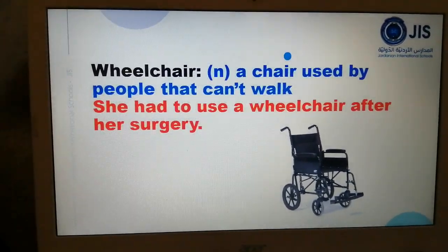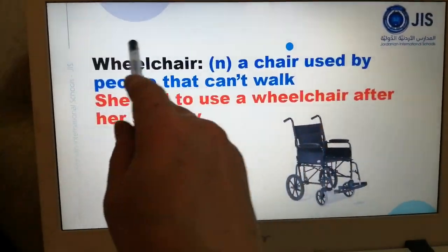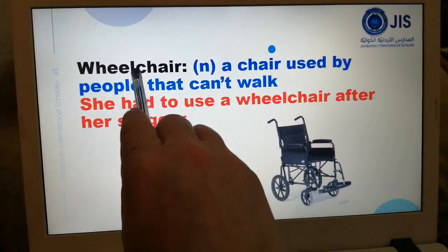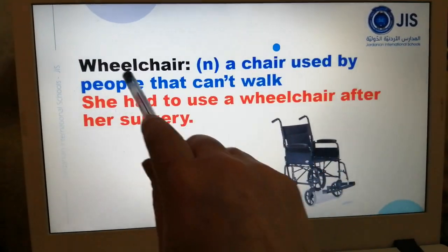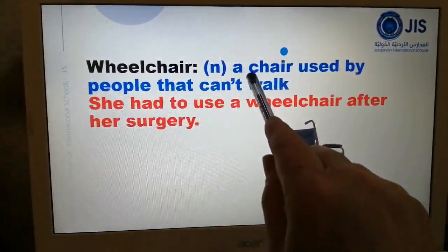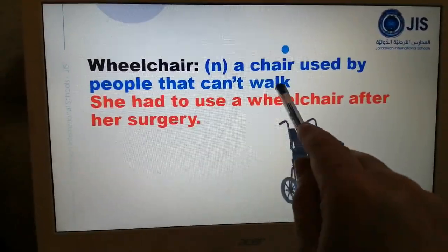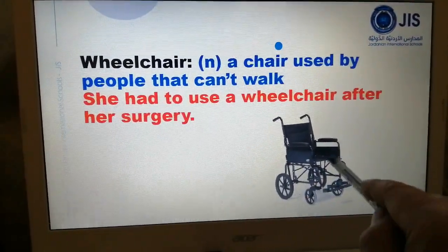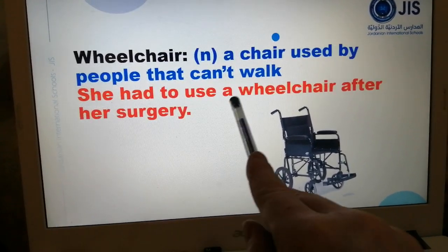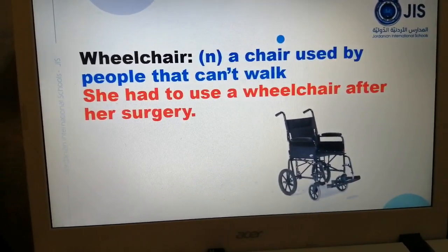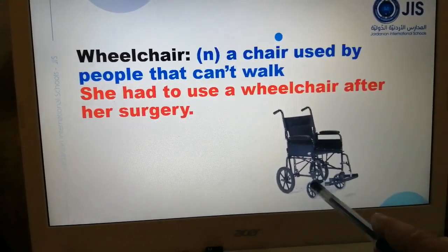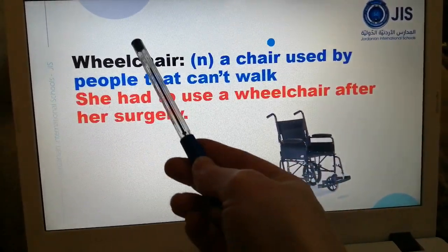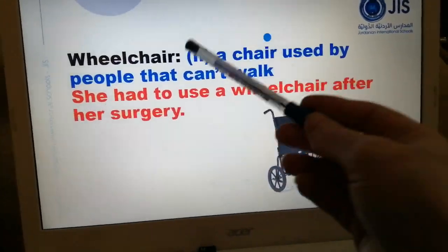Wheelchair, wheel with chair together, they make a new compound word, and it's also a closed compound word. There's no space between the two words. Wheelchair is a noun. It means a chair used by people who can't walk, and it has wheels, and this is a picture of a wheelchair. She had to use a wheelchair after her surgery. So this is the wheelchair. It's a chair that has wheels. That's why we call it wheelchair. It's a closed compound word, and it's a noun.